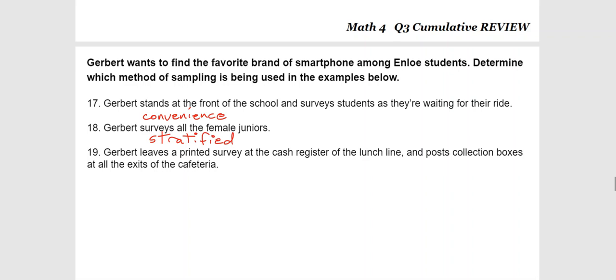Because when he says all female, that cuts off one part of the group. And when he says juniors, that cuts off a different part of it, so it's like you're cutting your cake from two different angles, and what piece is left, that's what your sample is.